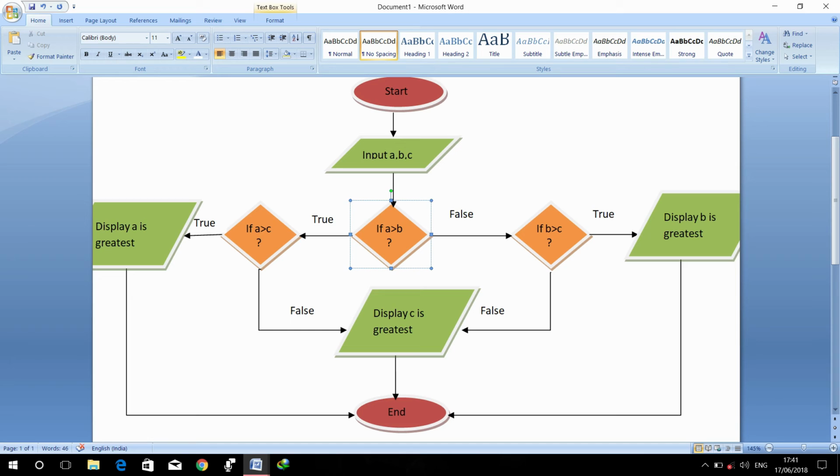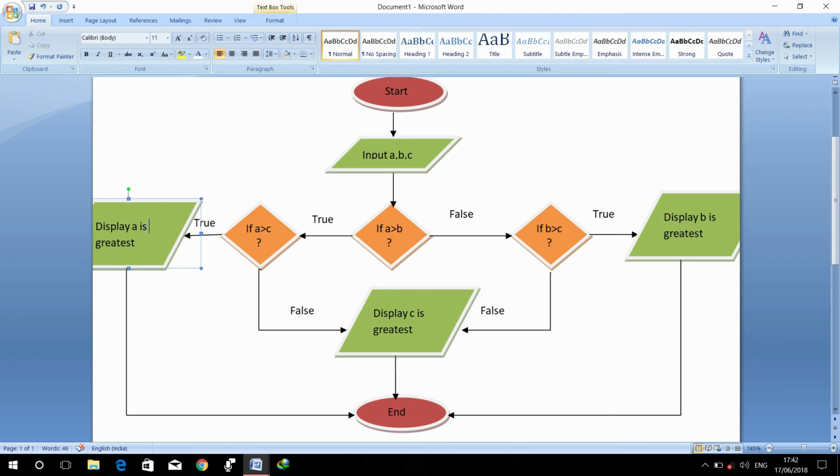The point which you have to remember is that if this condition is true, then the false statement will never execute in the program. In any program, the false statement never executes if the condition is true, and if the condition is false, then the true statement will never execute. So if this condition is true, then it will go to this. If this condition is false, then it goes to this, and so on. So this is the flowchart of that problem to find the greatest number among the three given numbers. Take a look at this and try to understand.